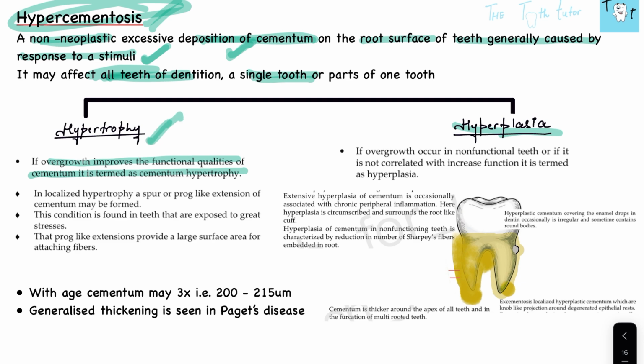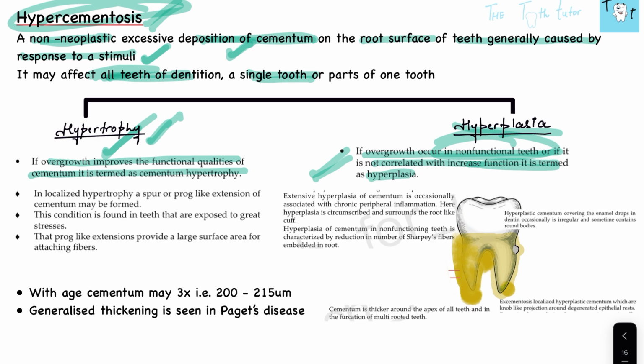But if an overgrowth occurs in non-functional teeth, or it is not related with increase in function, it is termed as hyperplasia. So if just cementum is getting deposited for no proper anchorage or no proper reason, then it is called hyperplasia. It can be seen in non-functional teeth, the teeth that are not playing any significant role in your everyday life. You can see hyperplasia in those teeth, and hypertrophy will increase the quality of attachment of your teeth.